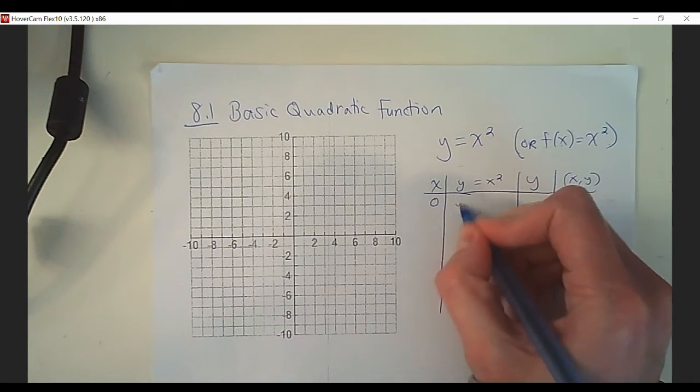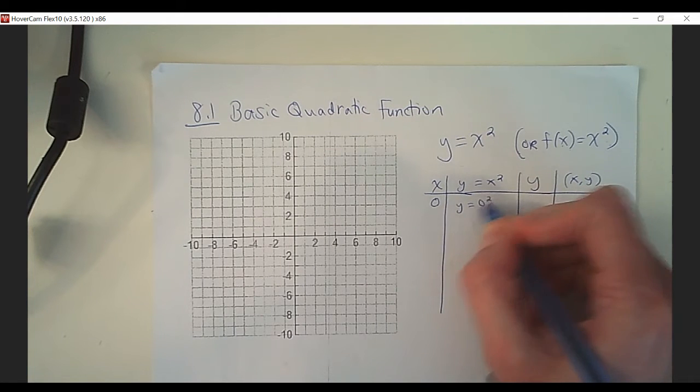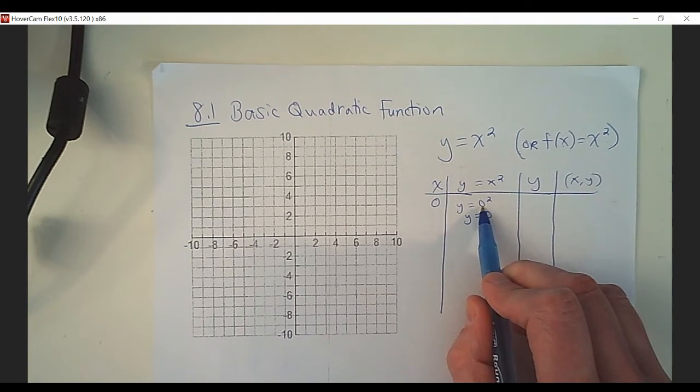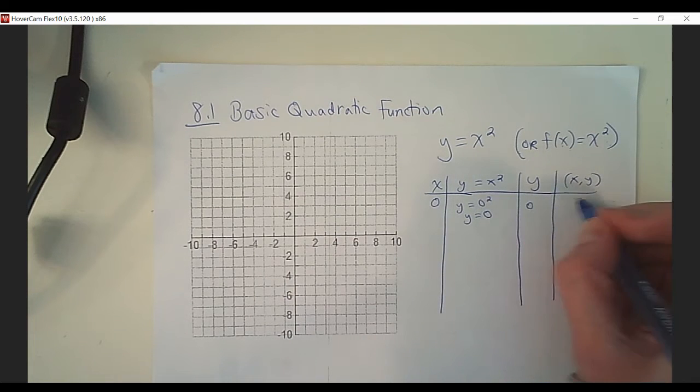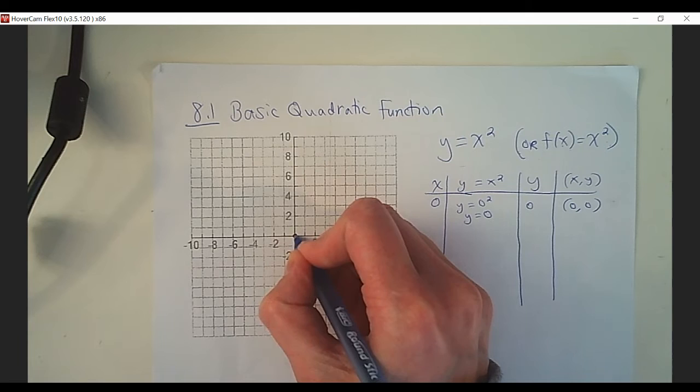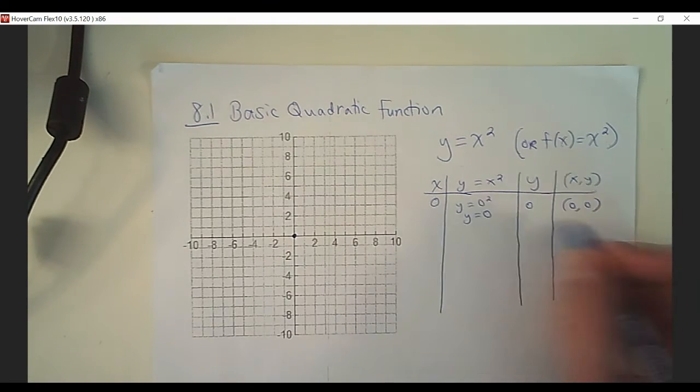Let's start with 0. If I pick 0 for x, then I have y equals 0 squared. To square something means to multiply by itself. So 0 times 0 is still 0. So that means this graph is going to have a point at the origin, right at 0, 0.